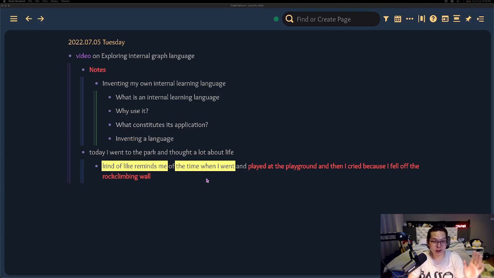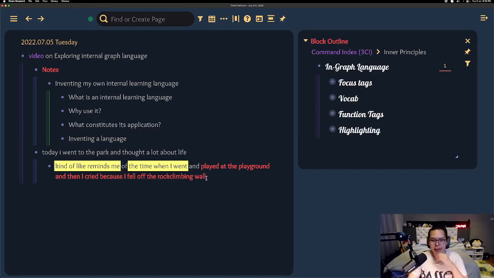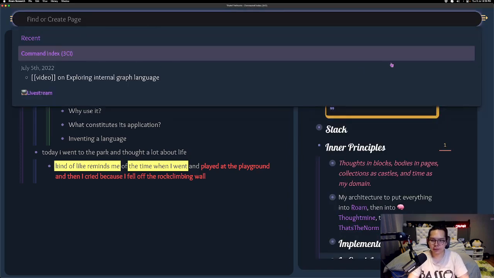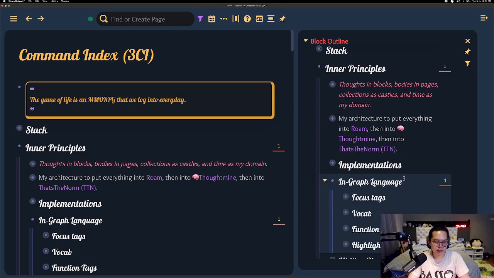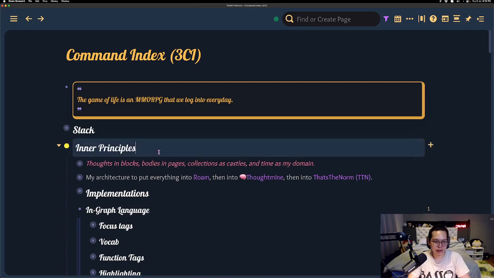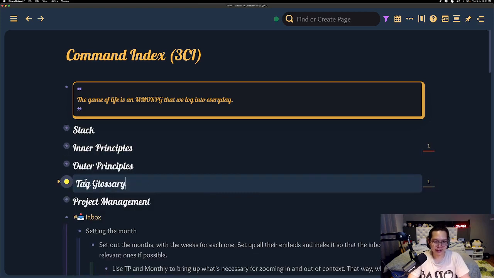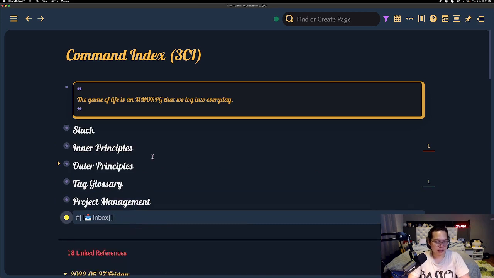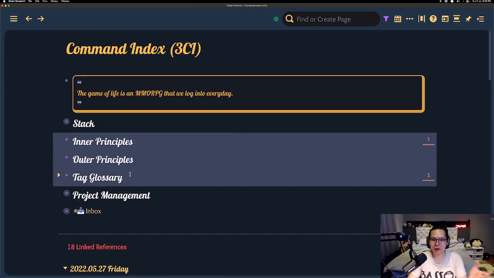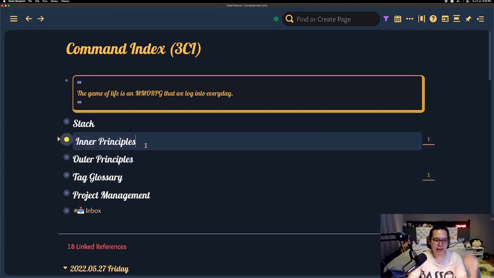This is very, very convoluted and complicated, so I think it's best that I just go straight to the example. So I have with me my command index. If you want to know my command index, let me just bring this up. My command index is basically my little handbook of my inner principles, my outer principles, how I tag things, ways of different project management, etc. We've covered this in another video, but this is essentially a stack of how I think or how I perceive the world, right? Internal graph language is a subset of your inner principles.